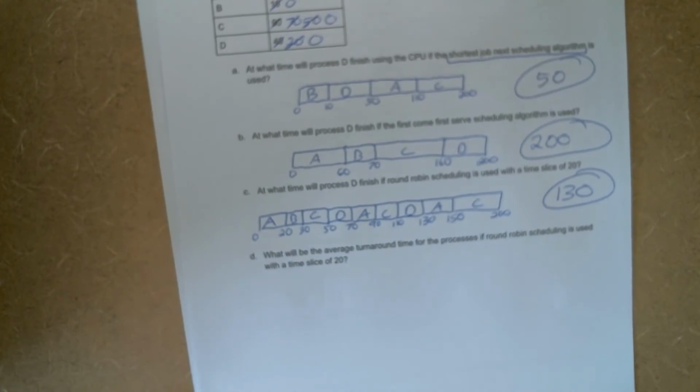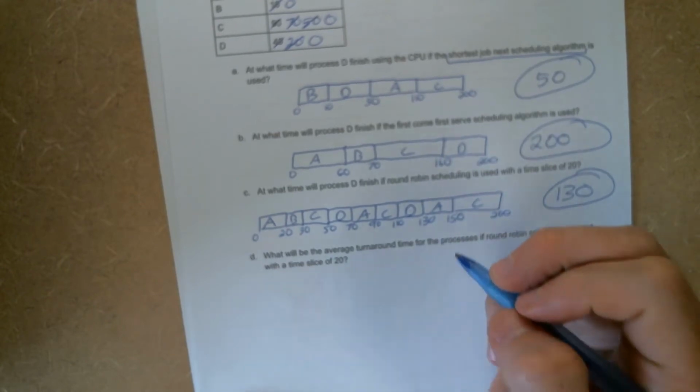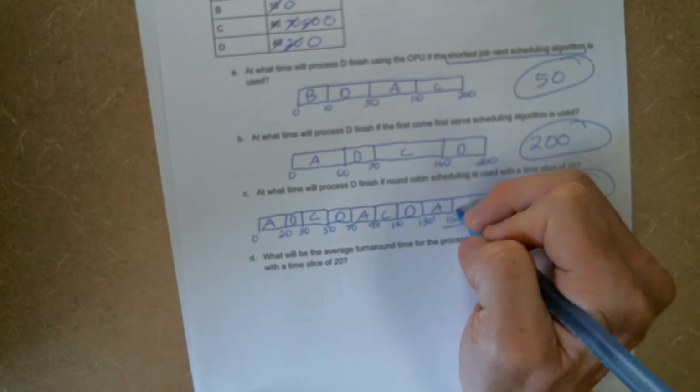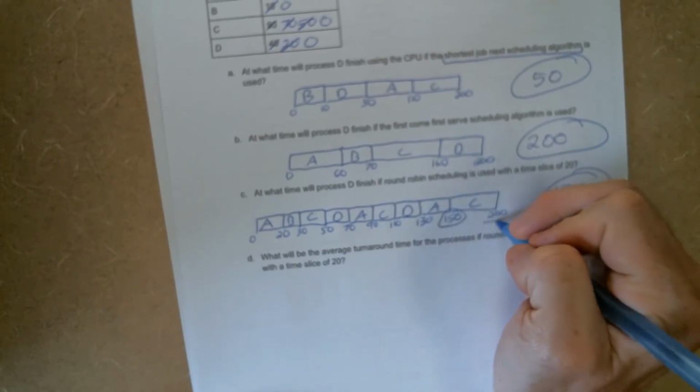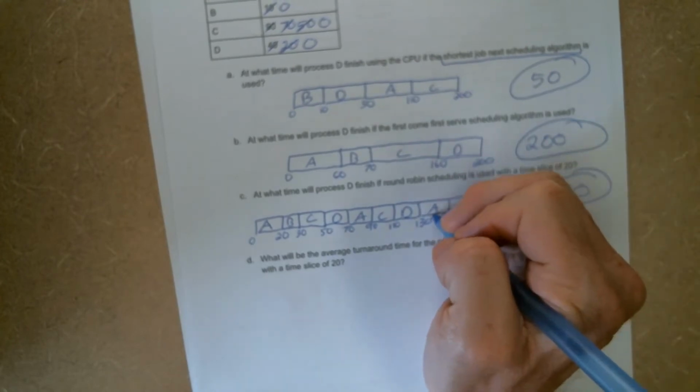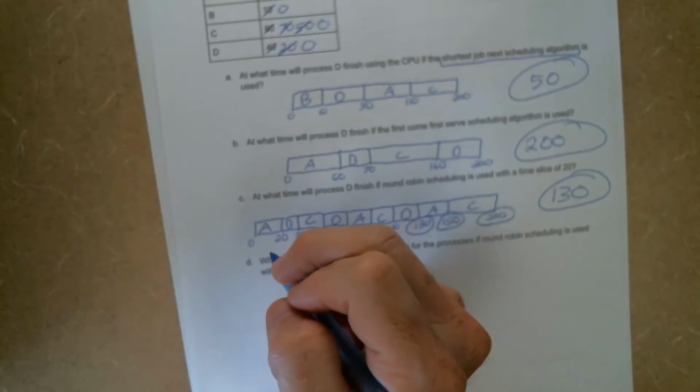All right. Now, the reason I did the whole chart is the next question says, what will the average turnaround time for the processes be if round robin scheduling is used with a time slice of 20? All right. So we basically have to look and see when does each process finish. All right. So process A finished at 150. Process C finished at 200. Process D finished at 130. And process B finished up here at timestamp 30.